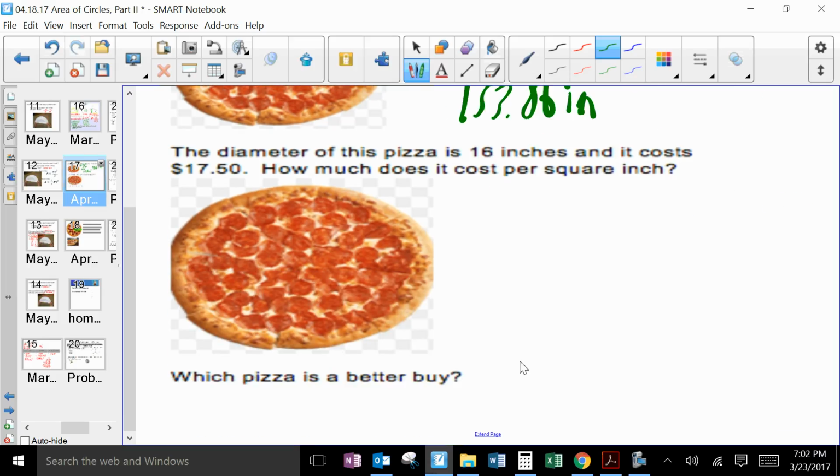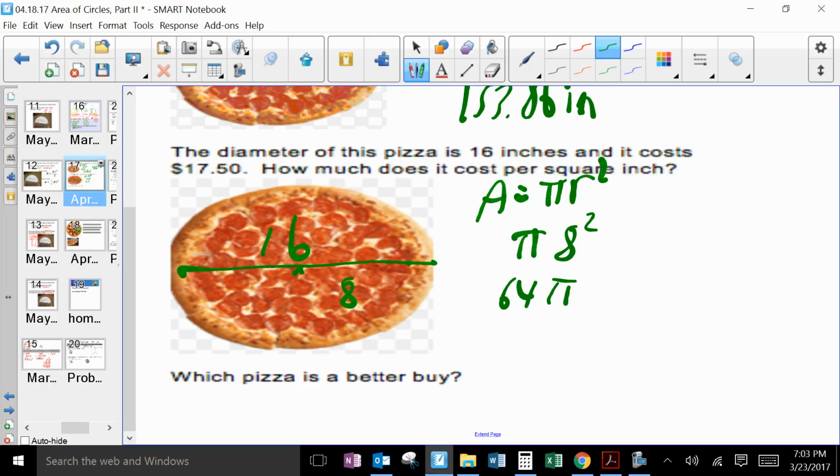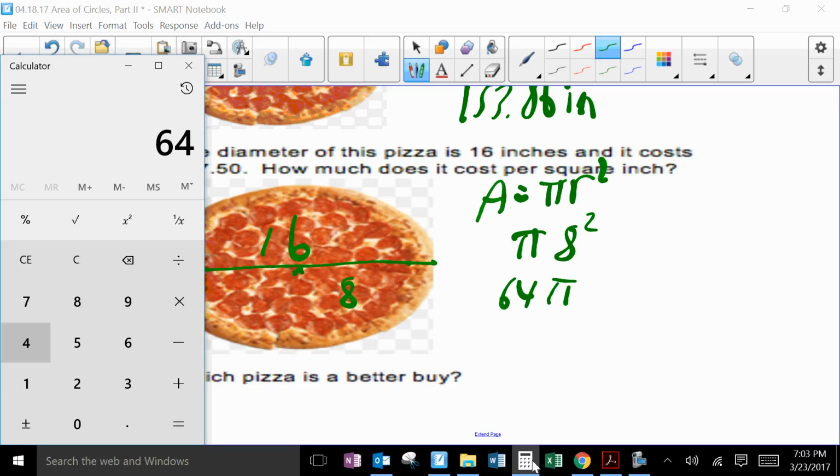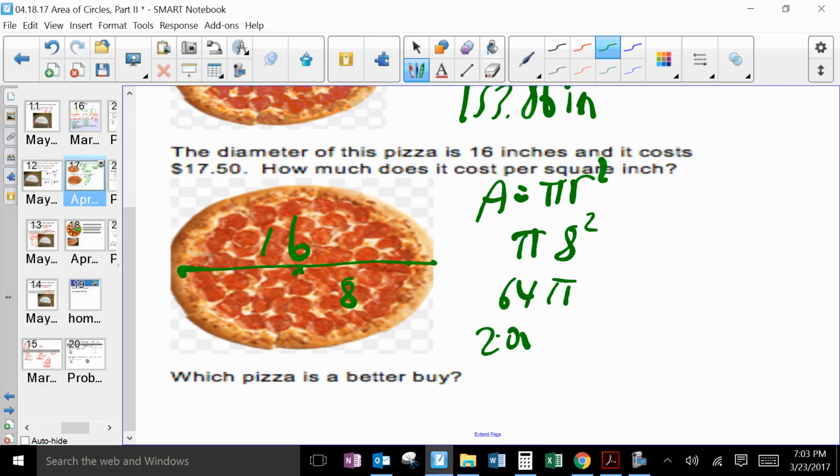Let's look at our next example. Find the area of this pizza. So the diameter of the pizza is 16. So what would the radius be? 8. So pi radius squared, 8 squared, that would be 64 pi. Please give me the calculator. 64, and I'm going to use 3.14 as pi. So the area of this pizza is 200.96 square inches.